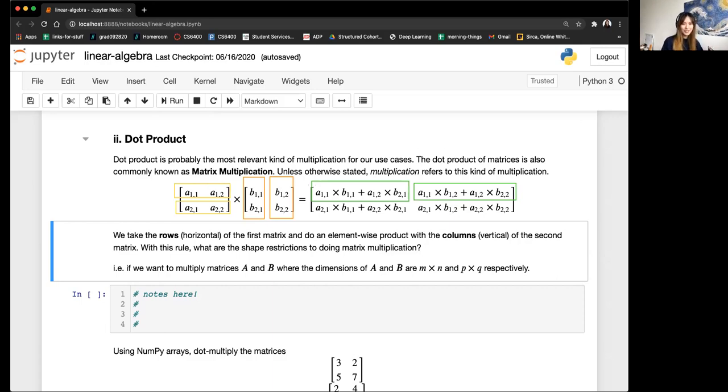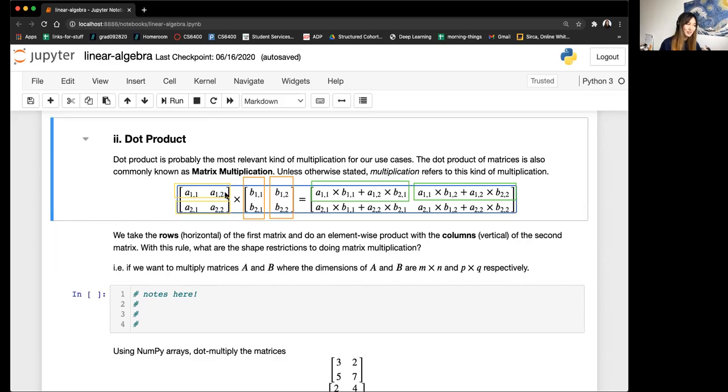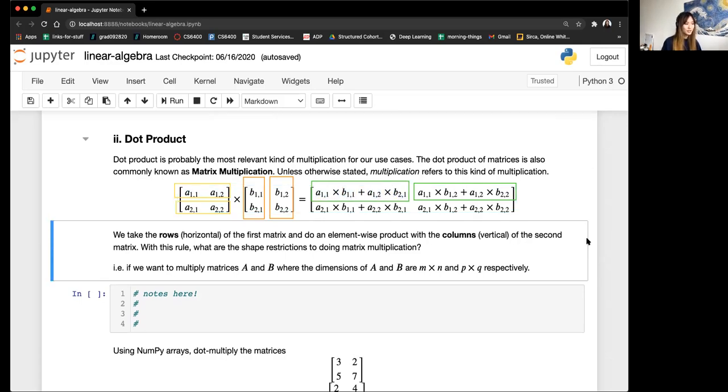Something to think about, and this is actually a follow-up interview question that I got. Because we're using the rows of the first and the columns of the second, what are some of the shape restrictions that you have to doing matrix multiplication? Something to think about is here in each row, we have 2 elements, and in each column, we have 2 elements. And this is how we're able to come up with this equation here for one element in our new multiplied matrix. So there are going to be some shape restrictions. There are going to be some matrices that cannot be multiplied together.